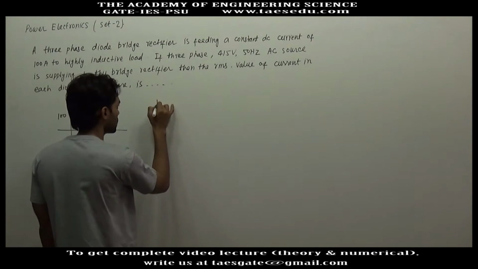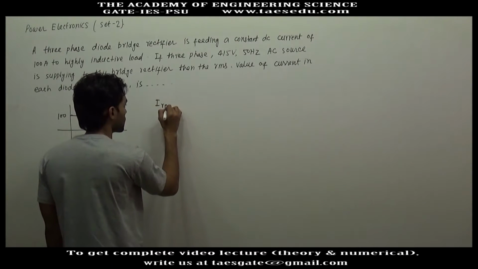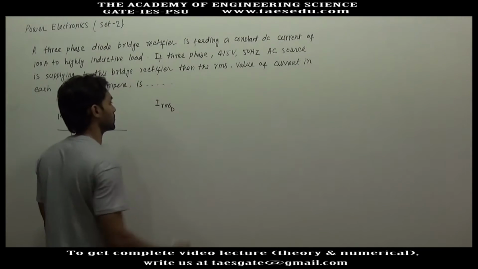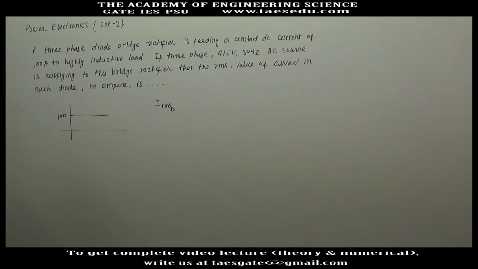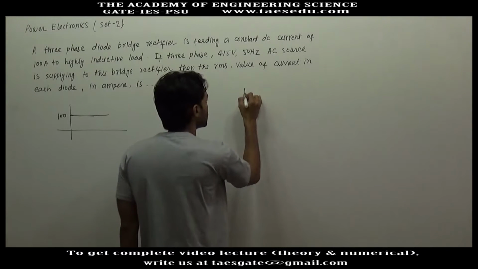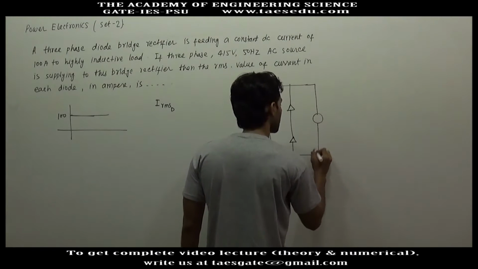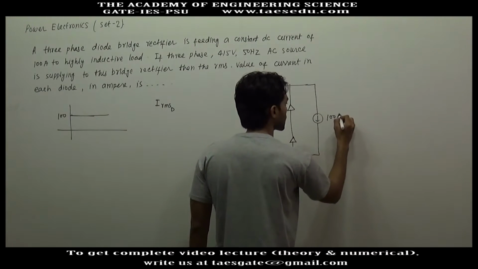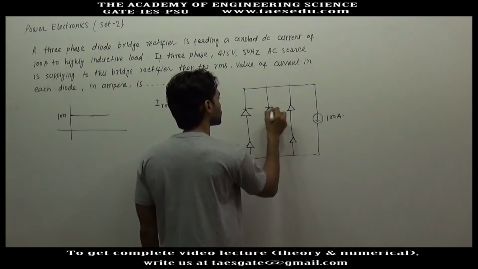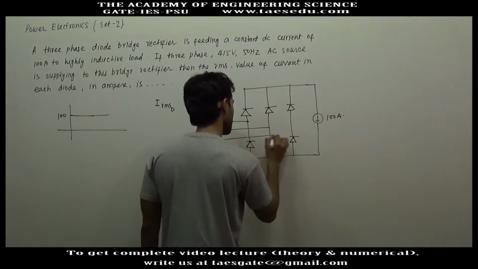We have to find out the RMS current through each diode. In the diode bridge rectifier, the load is taking a constant current of 100 ampere. This is a 3-phase supply.